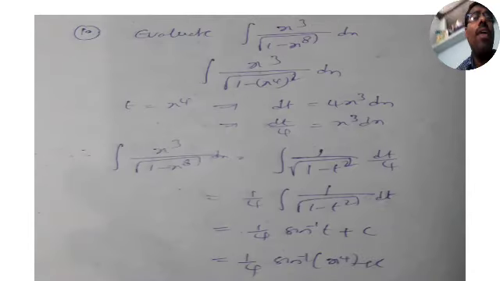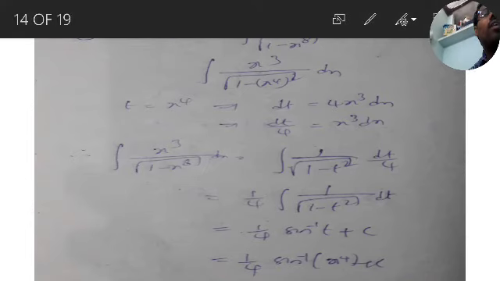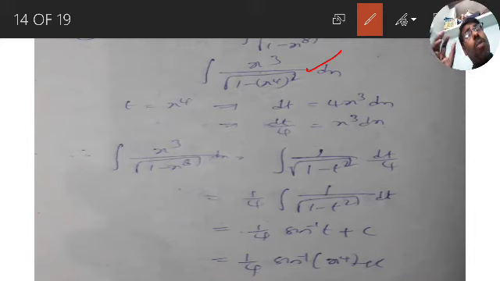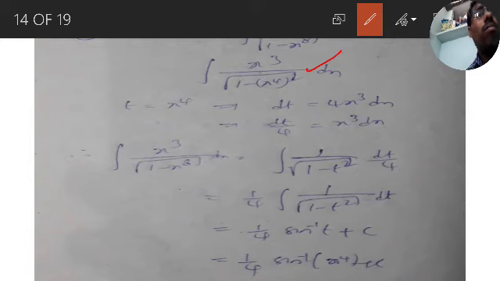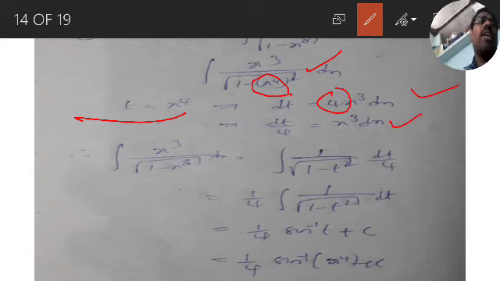My 10th problem. Evaluate integration of x cube by square root of 1 minus x to the power of 8. Right, one step. X to the power of 8 is equal to x to the power of 4 whole square. Now you see, can you recall the formula? Integration of 1 by square root of 1 minus x square. But instead of x square, you are having x power of 4 whole square. So put t is equal to x to the power of 4. dt is equal to 4 into x cube dx. 4 to this side, dt by 4 is equal to x cube into dx. Now substitute all those things.